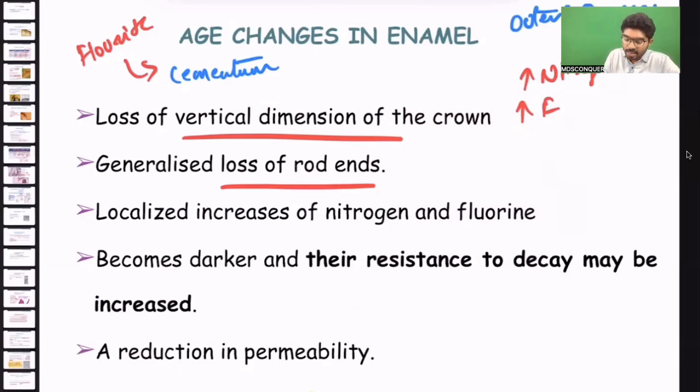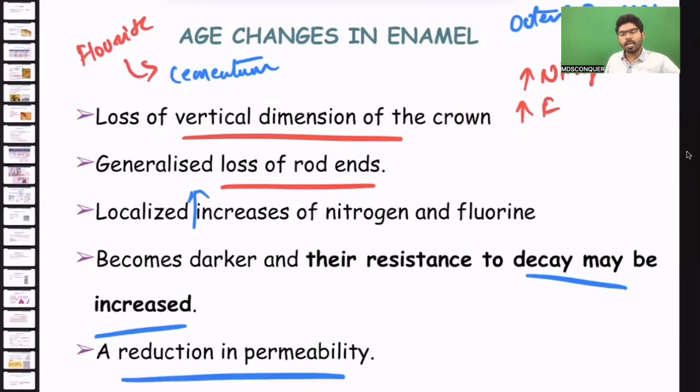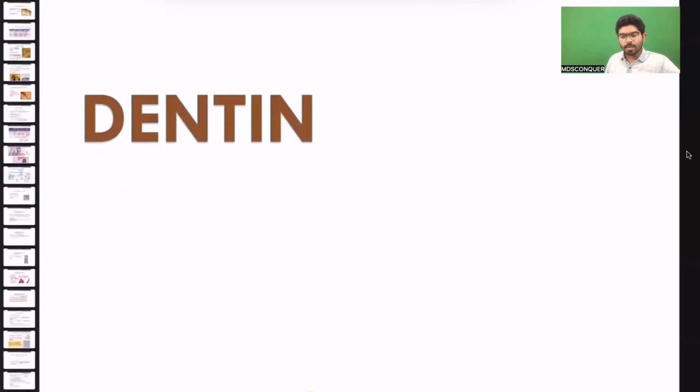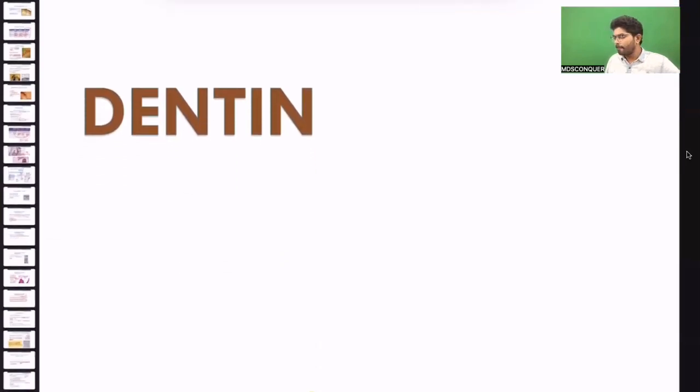So there will be an increase in nitrogen and fluoride, and enamel becomes darker, and its resistance to decay will increase, with a reduction in permeability. Okay, clear? Age changes are simple. Clear, guys? Only one question I'll ask you. Okay, shall I ask?